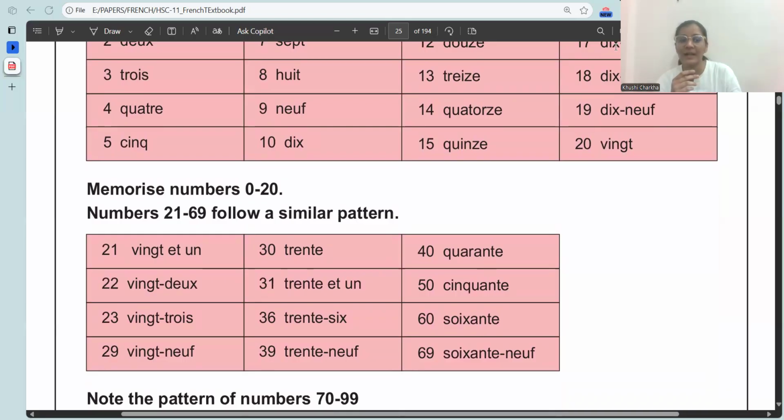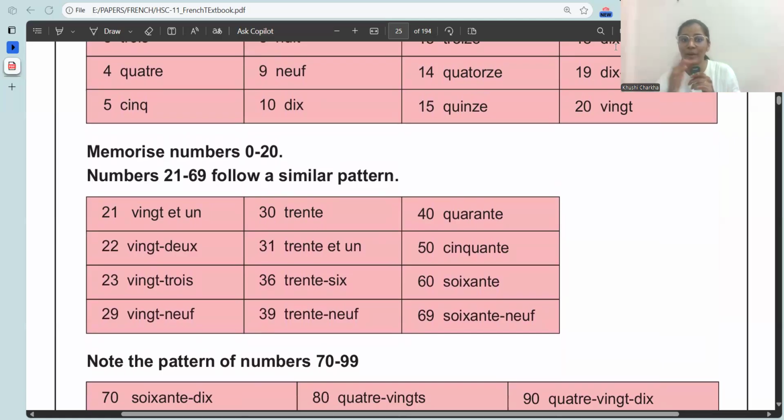Now once you memorize that, the numbers 21 to 69 follow a similar pattern. Now we are going to study the pattern. 21 is 20 et 1. The word et means and. And means 1. 20 and 1 means 21.